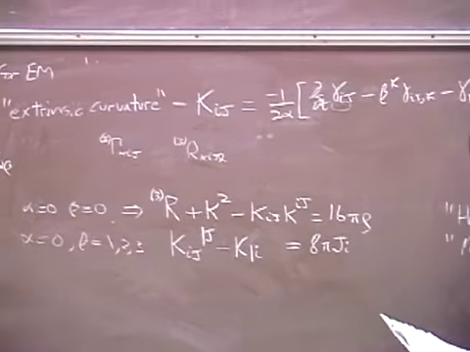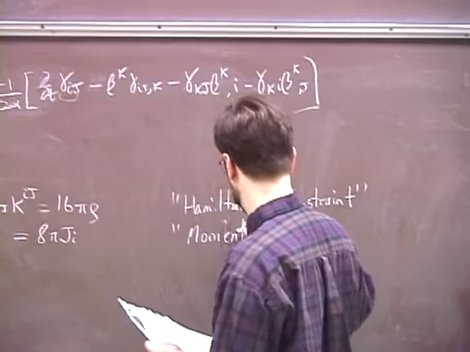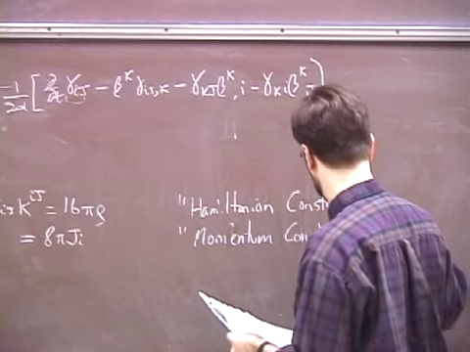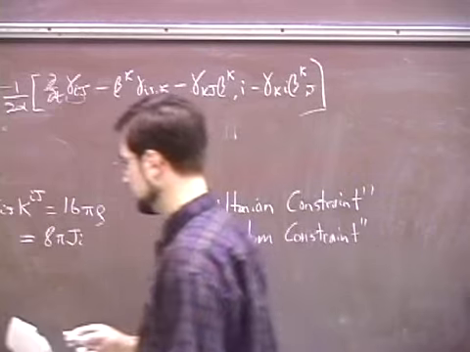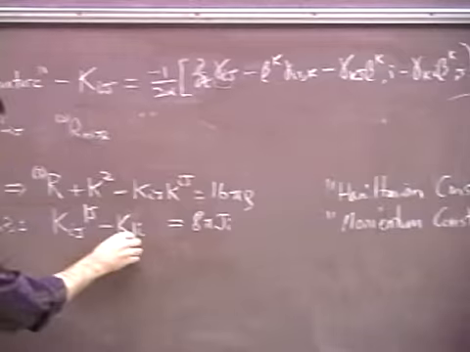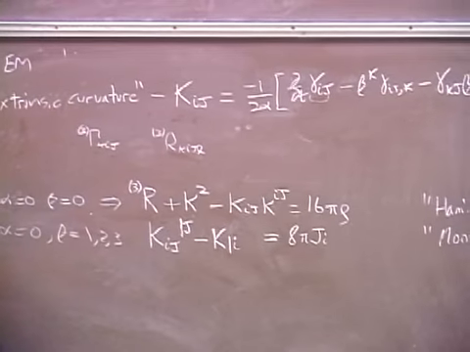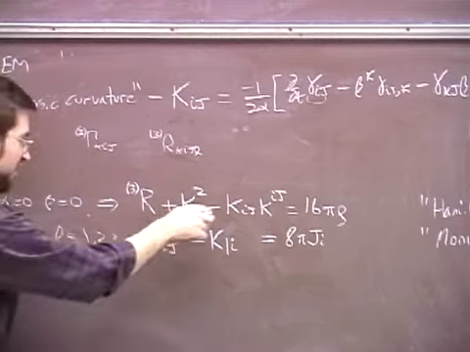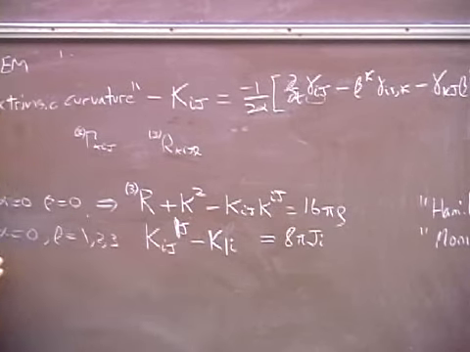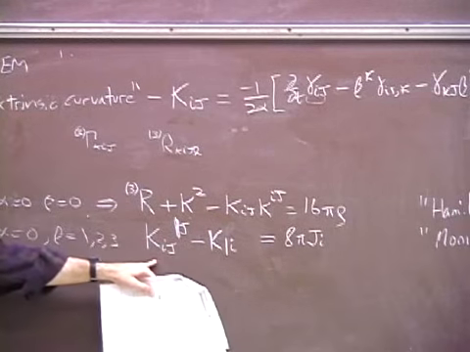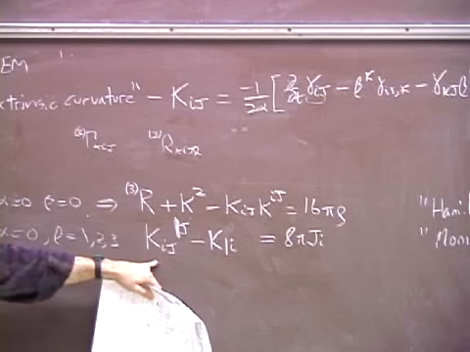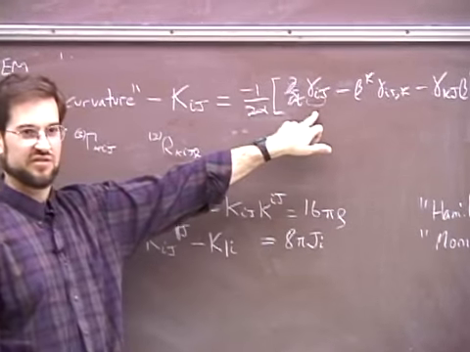This is called the momentum constraint. Where this K here is the trace of the extrinsic curvature. Same K as in the other equation. And this slash here means take the covariant derivative of this, but it's not the 4-dimensional covariant derivative, it's the 3-dimensional covariant derivative computed with that 3-dimensional metric.